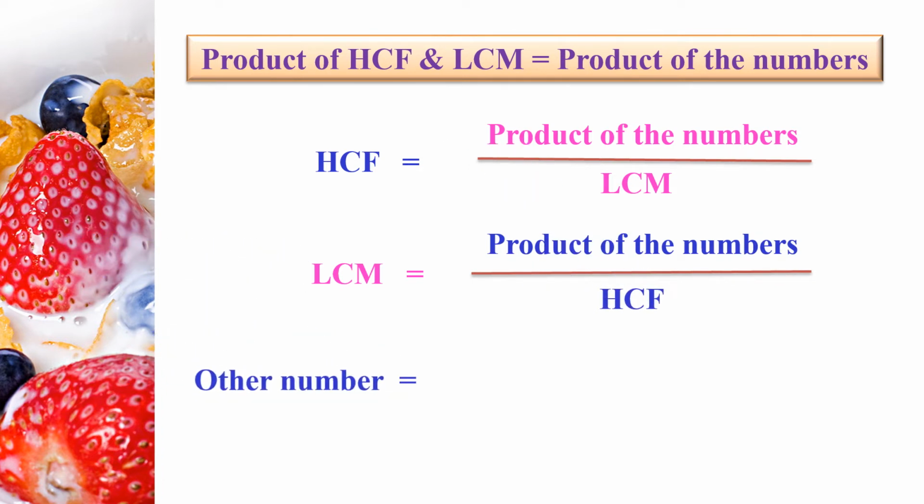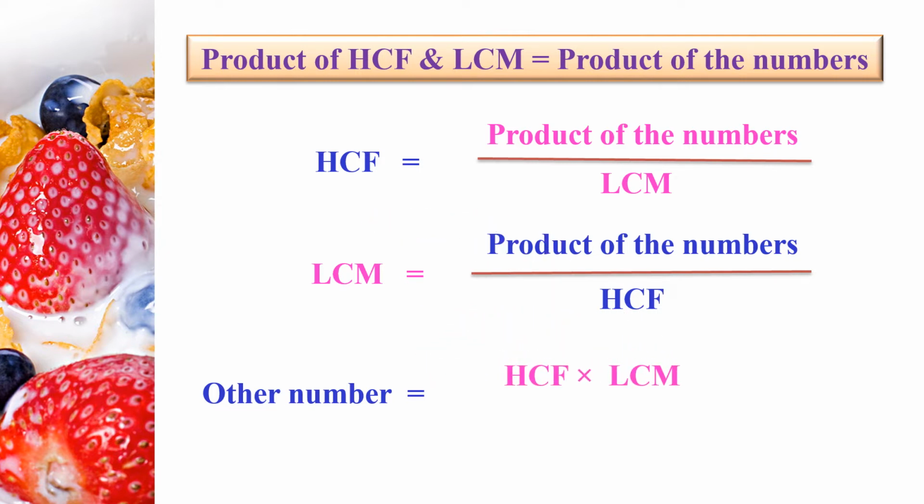Then if you want to find the other number, suppose they give LCM and HCF and they have given only one number, we can use this formula. So other number equal to HCF multiplied with LCM divided by the given number.